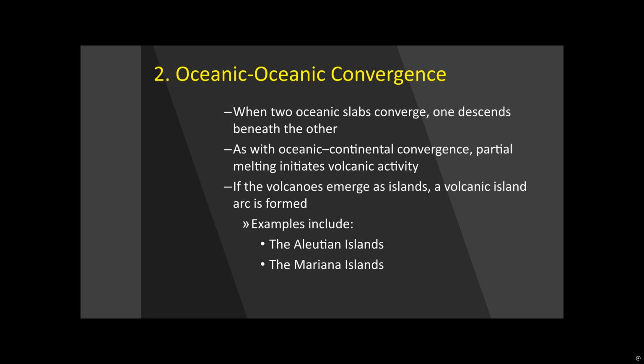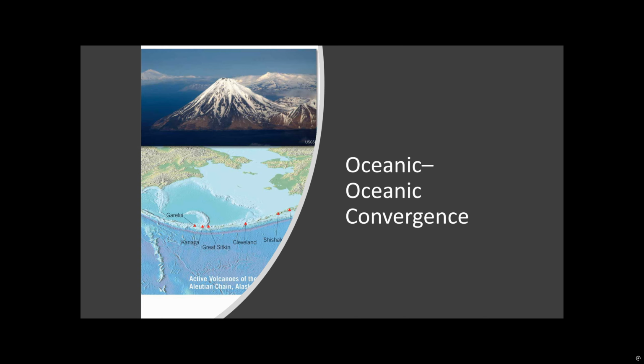As with oceanic continental convergence, partial melting initiates volcanic activity. And the geologic feature that it gives us is called a volcanic island arc. And examples of this include the Aleutian Islands off the coast of Alaska and the Mariana Islands. In the top photograph, you can see a picture of one of the volcanoes in the Aleutian Island chain. And in the lower illustration, you'll see a map that shows this volcanic island arc.